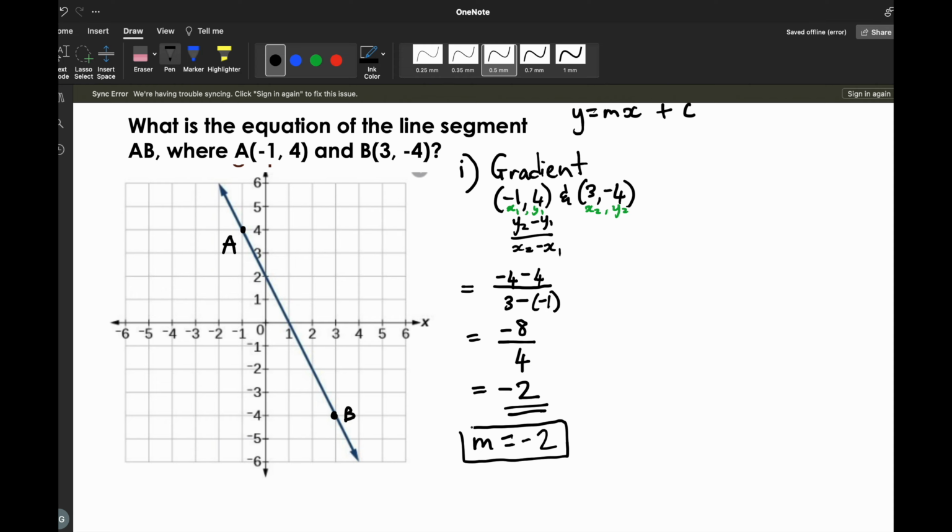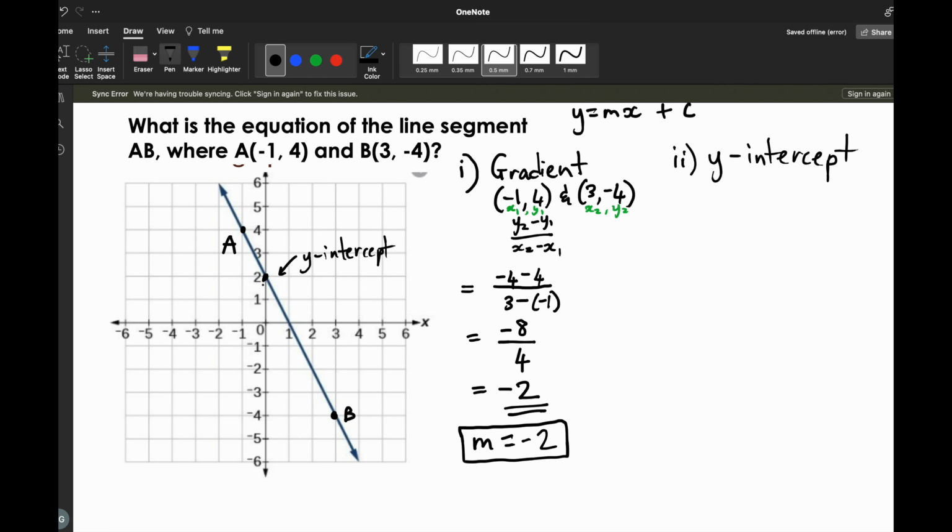So far, I have not done anything that we have not done before. Next thing I need to calculate is what? I have my gradient. What do I need to calculate now? The y-intercept. Now, what do we expect our y-intercept to be?